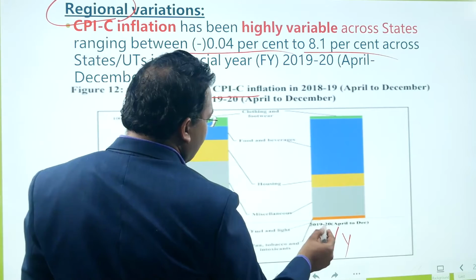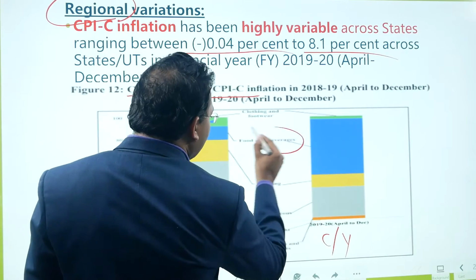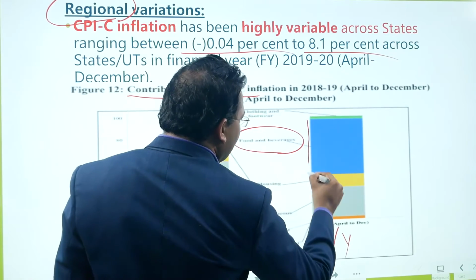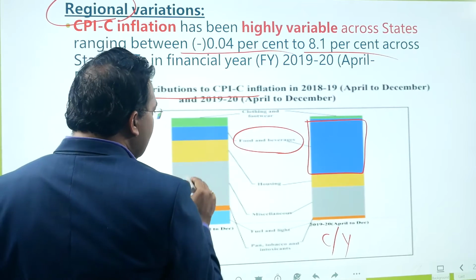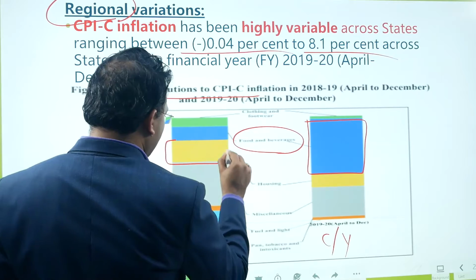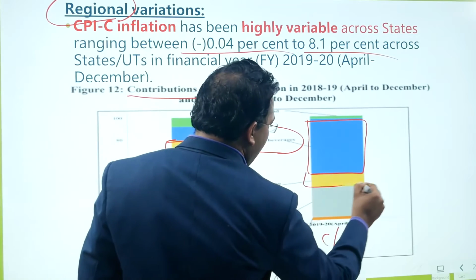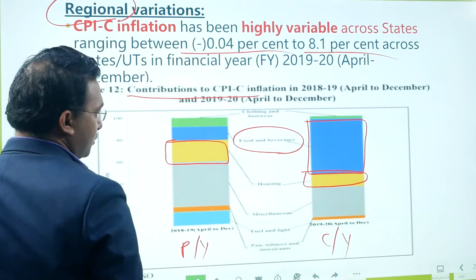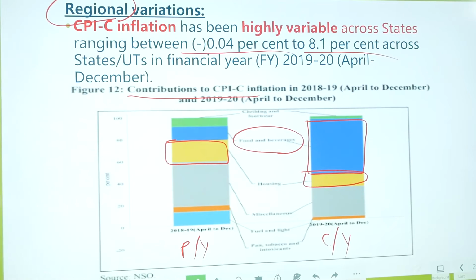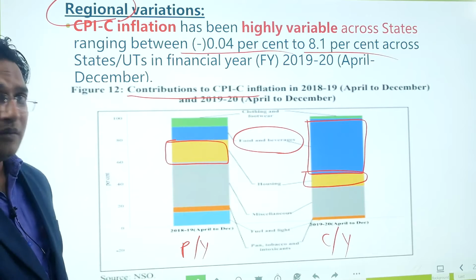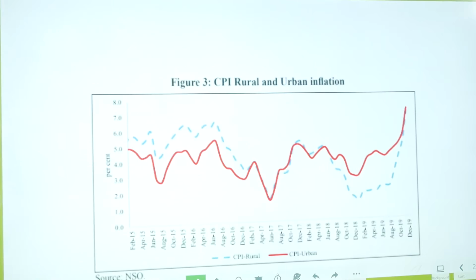So in the current year, the food and beverages are the main contributor. So you can see this blue box represents food and beverages. In the last year, housing was one of the major contributors. In the current year, housing is a lesser contributor. So you can see that in the current year, food and beverages are the main contributors.